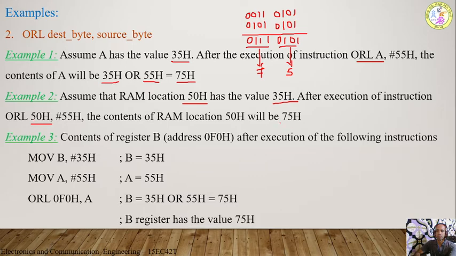So the same answer you are going to get because the data we have considered are the same. Therefore, this 75 has been stored in the memory location 50H after the execution of the instruction.